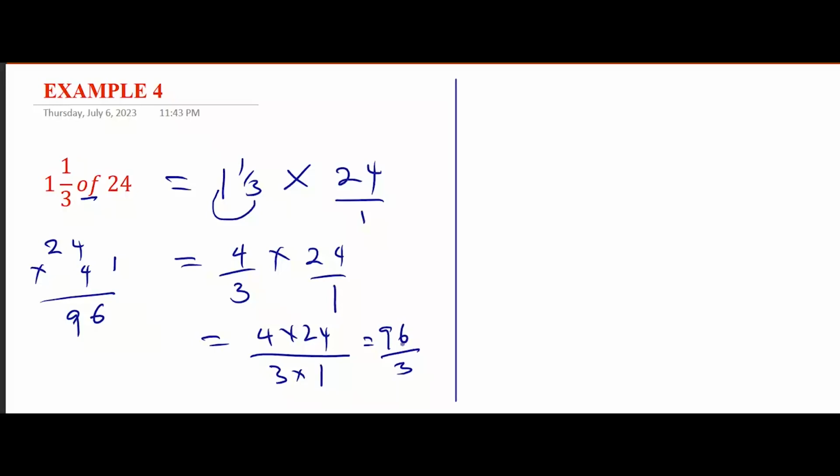If you look at this, how can you divide it? What can go? 2 cannot go, because 96 is an even number and 3 is an odd number. But 3 can go because of the rule of divisibility of 3. 9 plus 6 is 15, and 15 is divisible by 3. That implies that 96 is divisible by 3. So 3 in 9, 3 times, as 3 times 3 is 9, then 3 in 6 will give you 2. So the final answer here is 32.